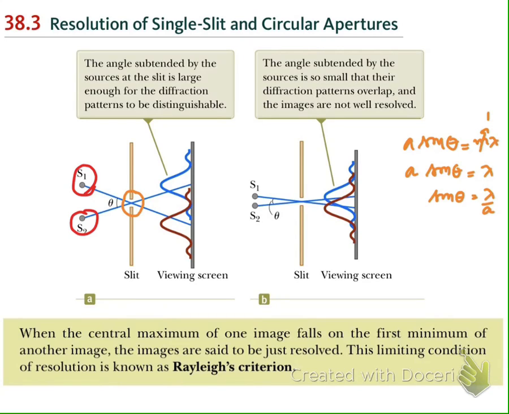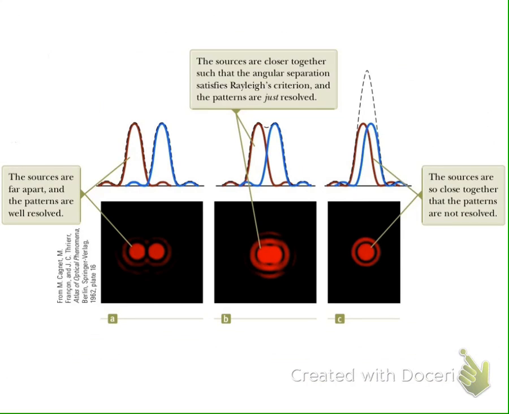That you can resolve these two objects. This is the example when two light sources are quite far apart, and the light passes through a hole. You have a hole and two light sources that are far apart like this, and once the light passes through the hole, it produces the diffraction pattern. You can see this is the diffraction pattern.